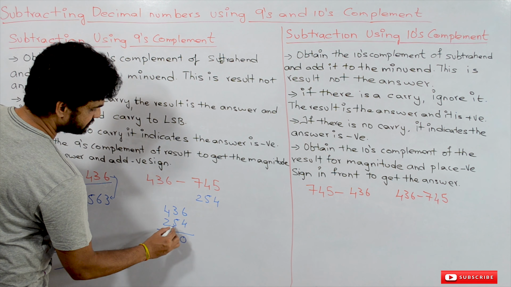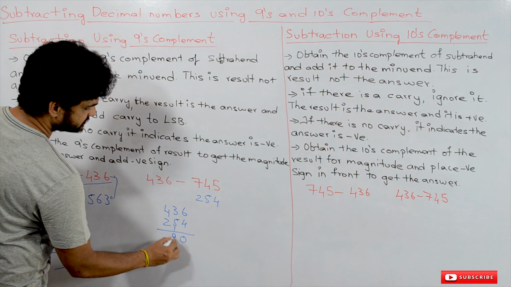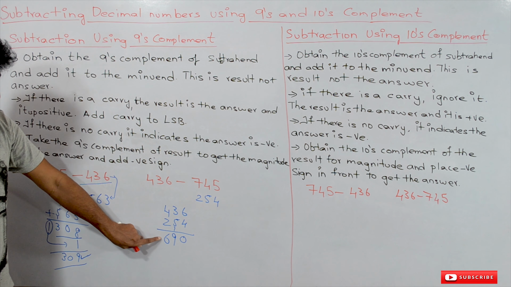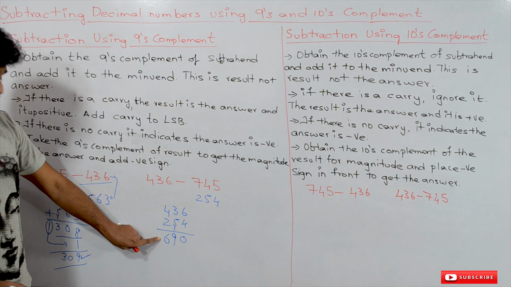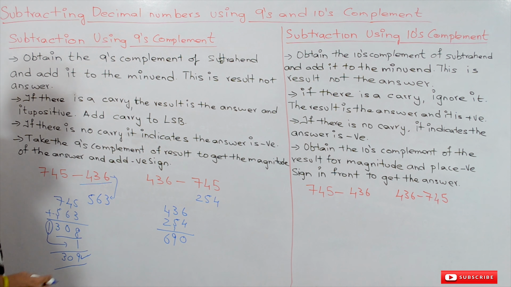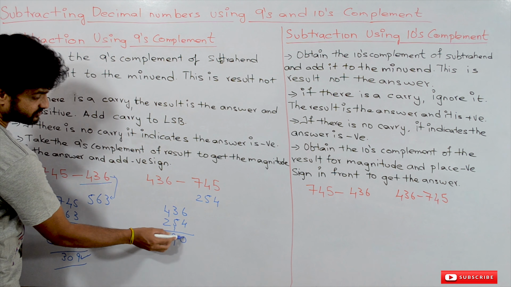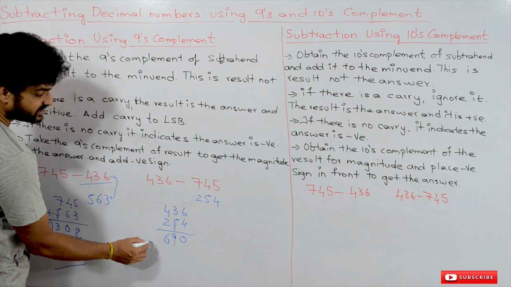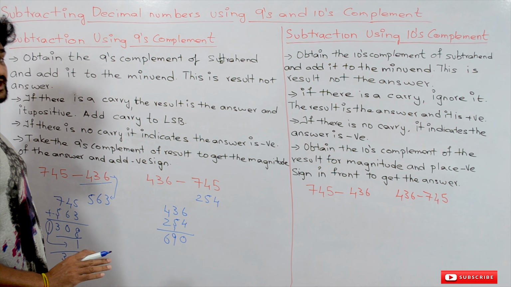So 4 plus 2 is 6, 9, 690. So this is the 9's complement value of 745 added. Now this is what we call the result, not the final answer. Does the result have any carry? No, it is not having any carry.